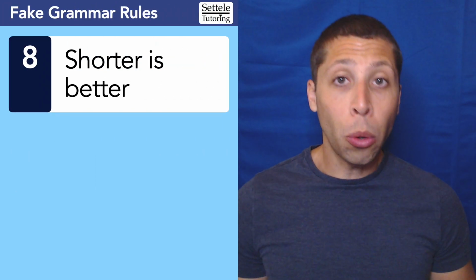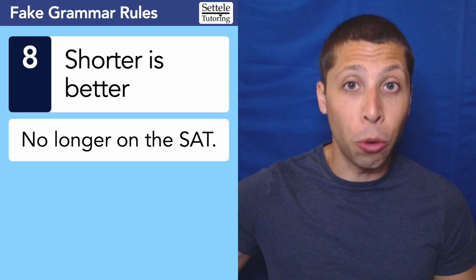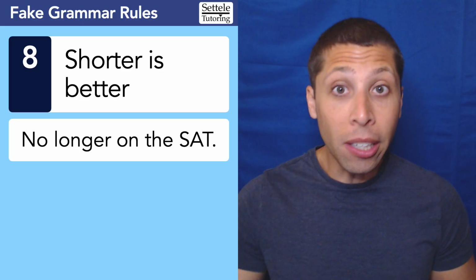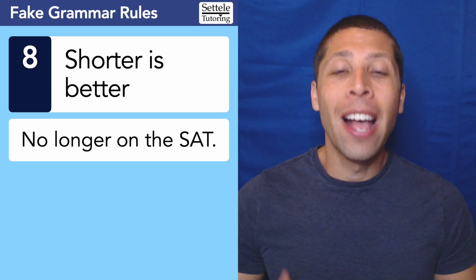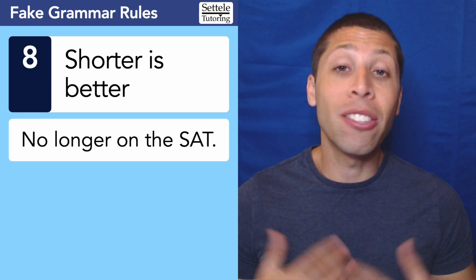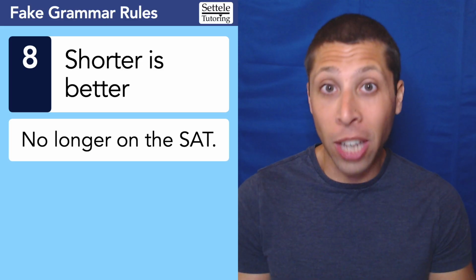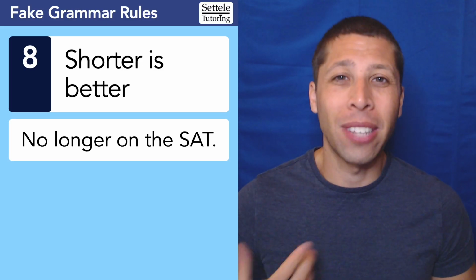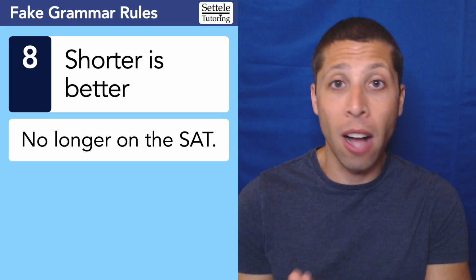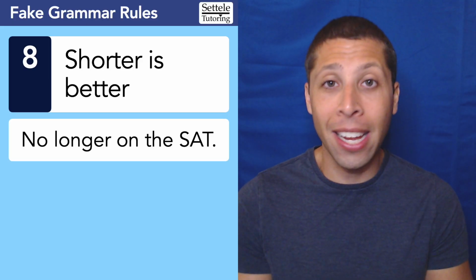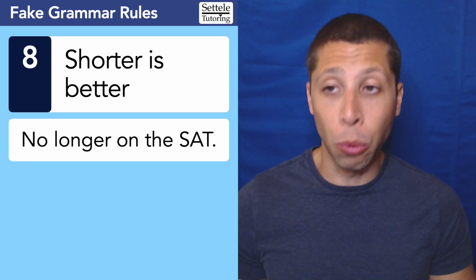Number 8, shorter is better. Okay, so this actually used to be a rule that was on older versions of the SAT, and it was really, really helpful that if we had two choices and one of them was a little bit shorter, that was probably more likely to be correct. But that is no longer the case. Again, that's kind of a style rule, something more subjective, and so that has to do with how the sentence sounds. But now the SAT is only testing grammar rules that are concrete, where there's only one correct answer. Even if others might sound okay, there's only one that follows the rules of grammar.